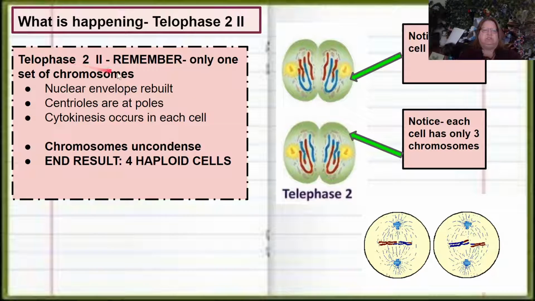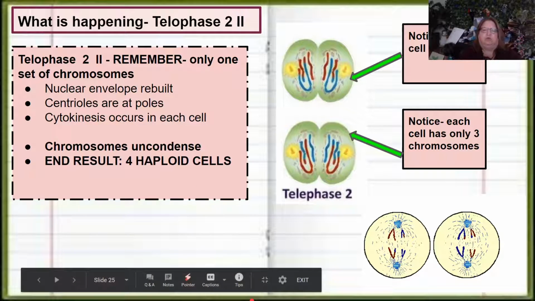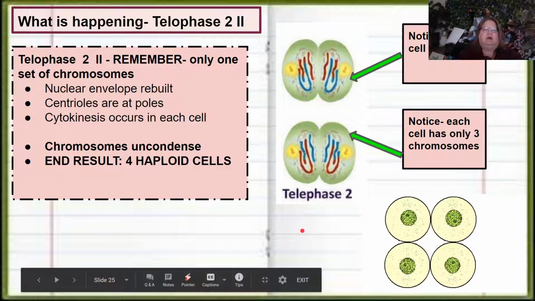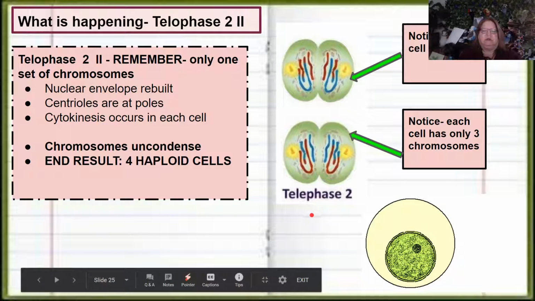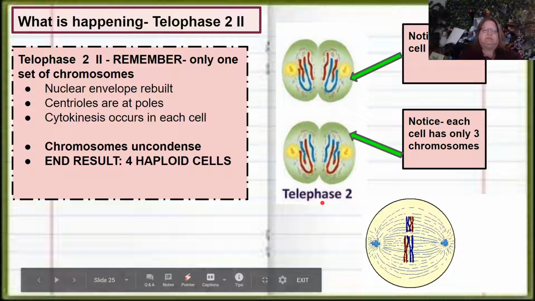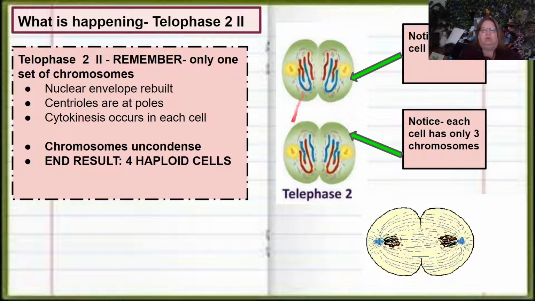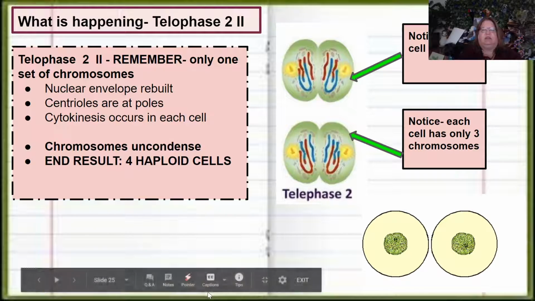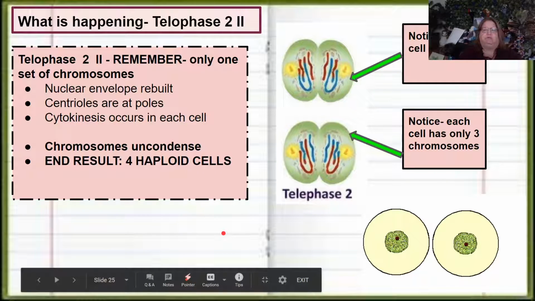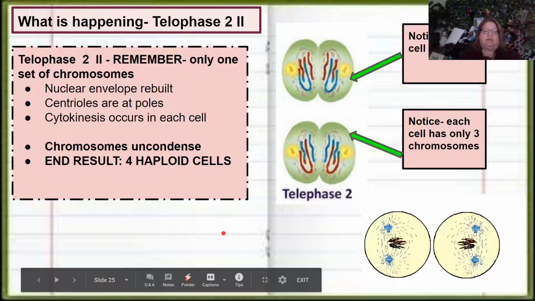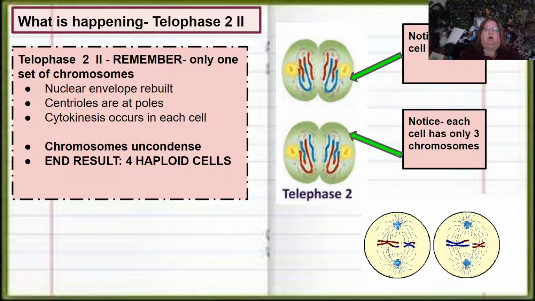So in telophase 2, remember there's still only 1 set of chromosomes. The nuclear envelope is rebuilt. The centrioles are at the poles. Cytokinesis occurs. What we end up getting is 4 haploid cells that each have 3 chromosomes. Remember, we started with 6. So that's where we get our 4 gametes from.